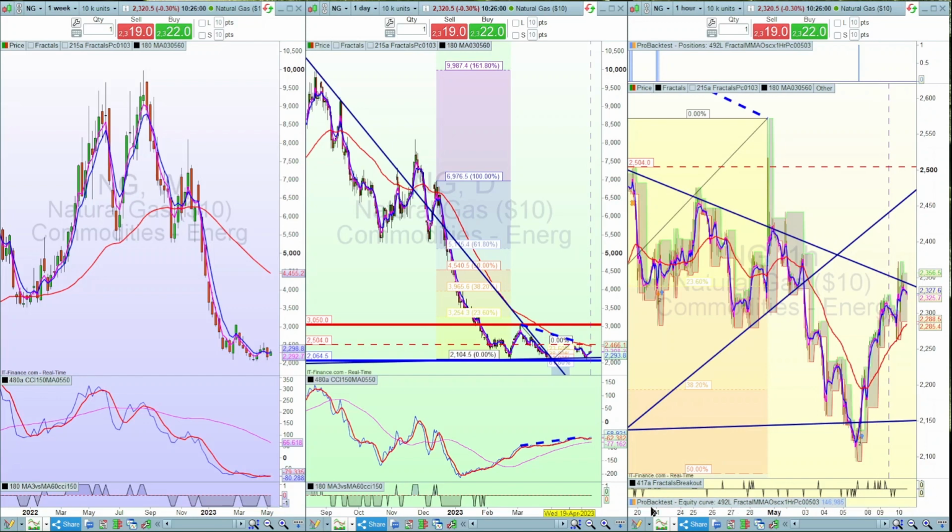This is the nat gas price update. For those new to the channel, we look at the weekly and daily trends and we trade on the lower time frames. So what we're looking at here is the weekly is showing a bearish momentum primarily, and the daily is in a neutral positioning at the moment. And I'll explain some of the trading ideas at the very end of this.